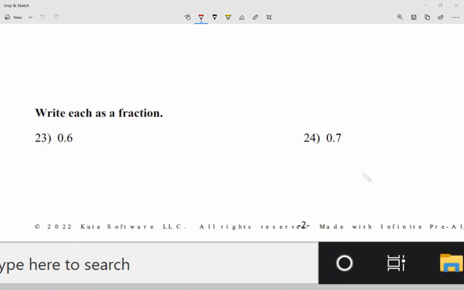All right, so today we're going to be looking at questions 23 through 28. We're starting with a decimal, and we're going to finish as a fraction. So it's just write each as a fraction. So the first thing I'm going to do, I see 0.6.